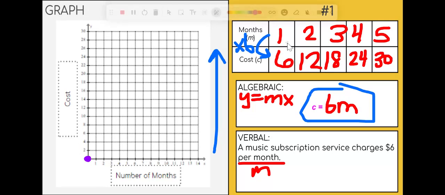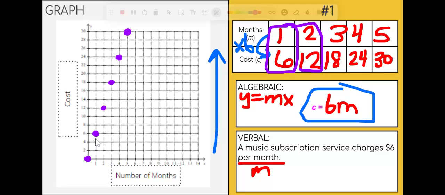All right, now I'm going to fill in these points. These are ordered pairs right here. 1, 6. 1 month costs $6. So drag your next point. 1 month, 1 on the X, 6 on the Y. 1 month is $6 like this. Our next one is 2, 12. 2 months is $12. So plot the point 2, 12. And now we have 3, 18. We have 4, 24. And then we have 5 months for $30.